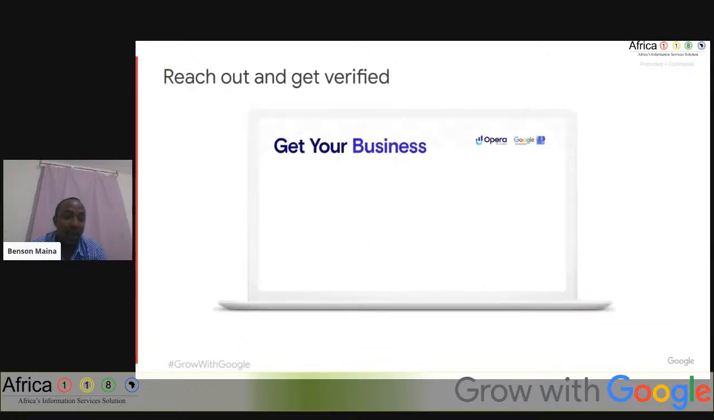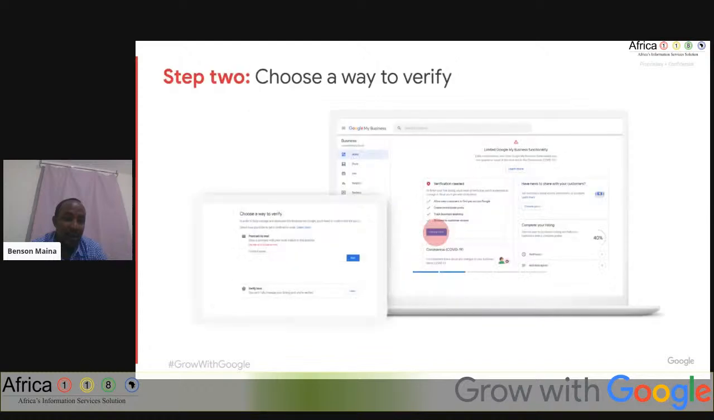Then after that, we look at the second step, that is choosing a way to verify your business. You make sure the business information is accurate, and that only you, the business owner or manager, has access to verifying your business. Make sure nobody else can access it, because if the business account is not secure, people can just come up and mess with your business. So make sure that it's only you or your manager who has access to it by verifying your business. And this is how you verify your business.